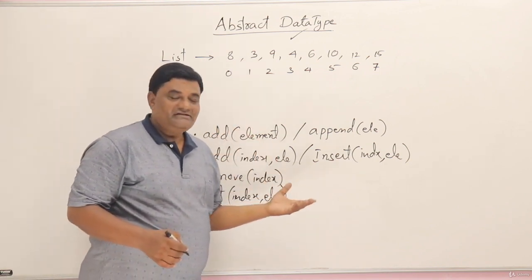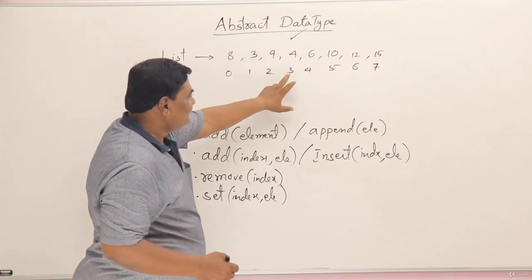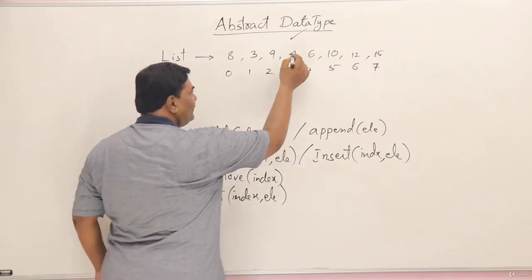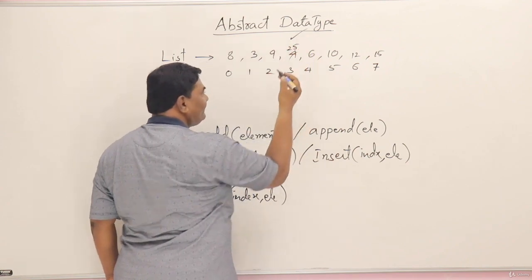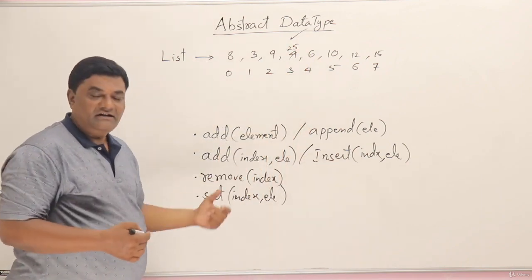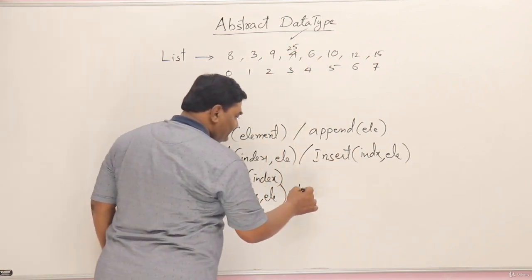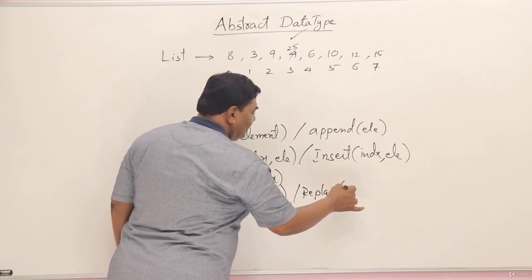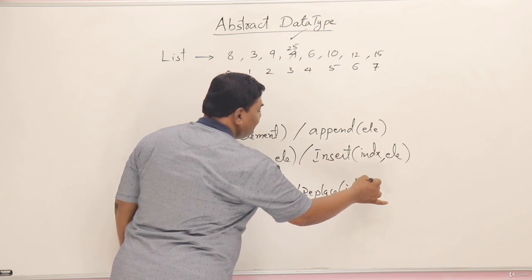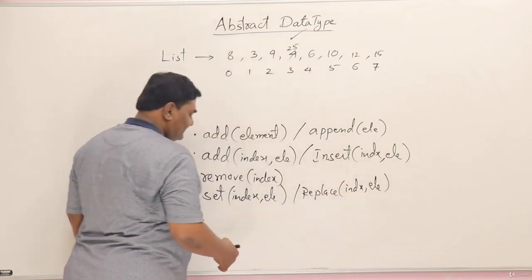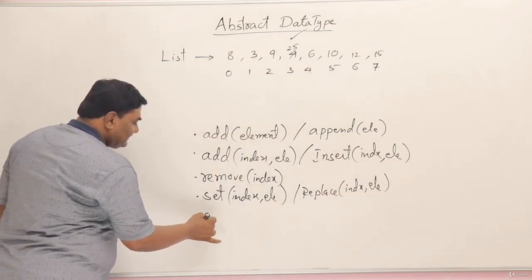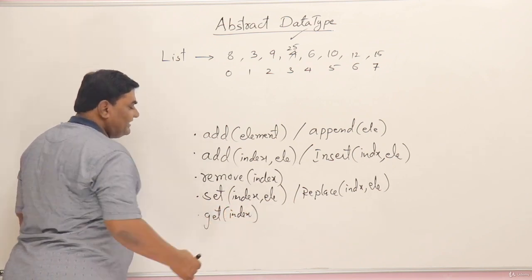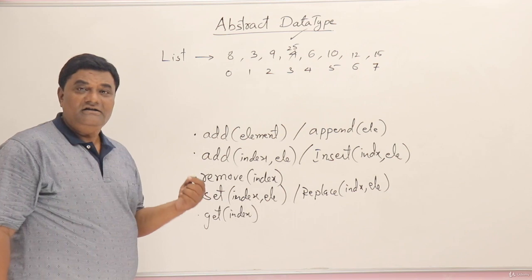Suppose I want to change an element at index 3 to 25. So change this 4 to value 25. So set can also be called as replace, that is replacing an element. Replace at a given index a new element, ELE. Then get index. This is just I want to know the element at a given index.